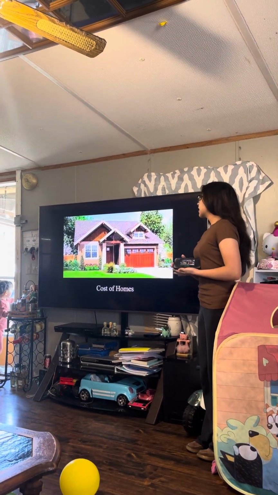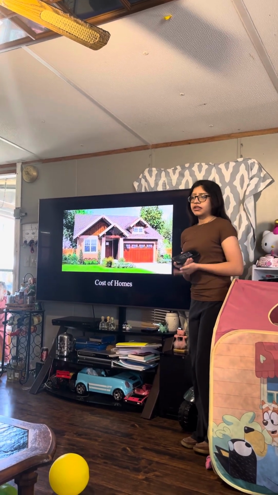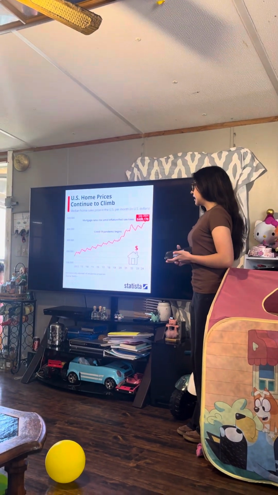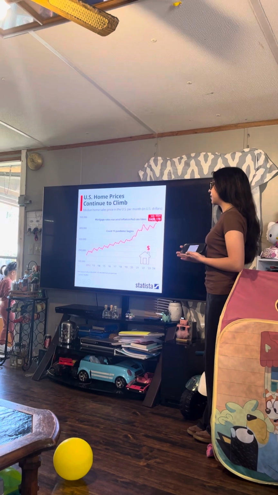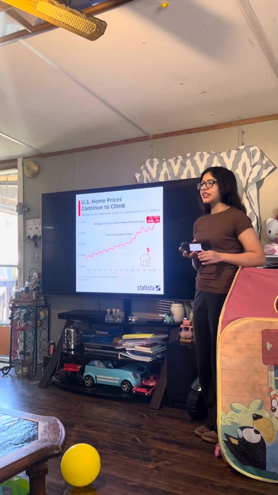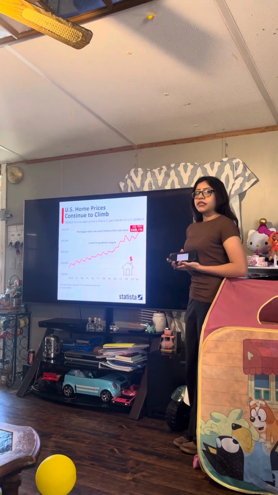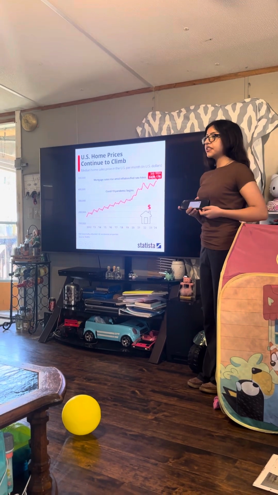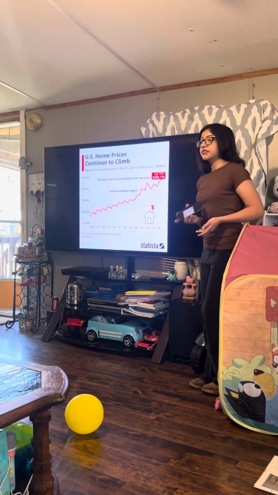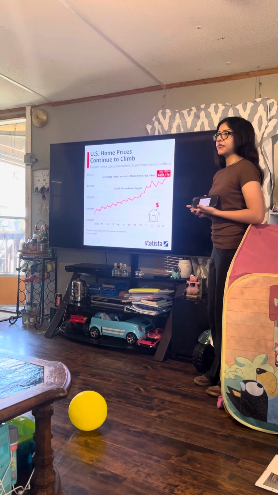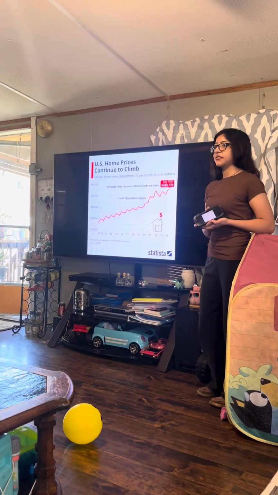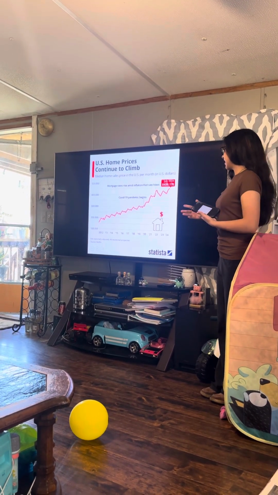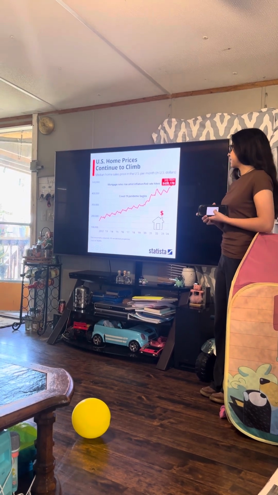So, cost of homes. This is a typical American home. And I want to show you this graph. In 2012, this home would have cost you roughly around $170,000 to own. As of this chart, in 2024, it would have cost you now $440,000. And this is just as of 2024, so it could have gone up as of 2025 to probably $500,000. This is a 4 times increase through the years, and this is due to inflation.